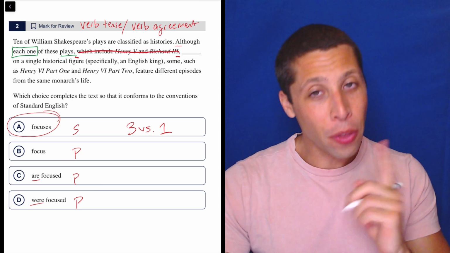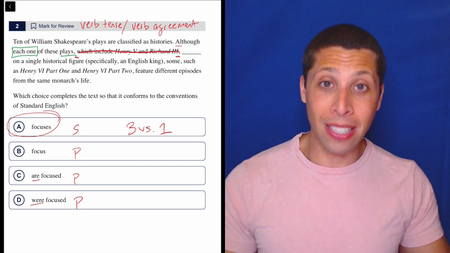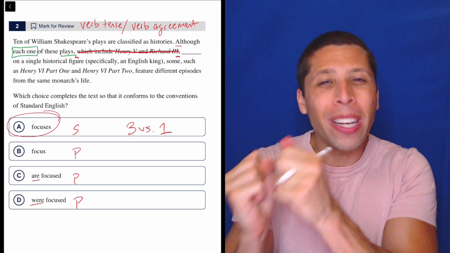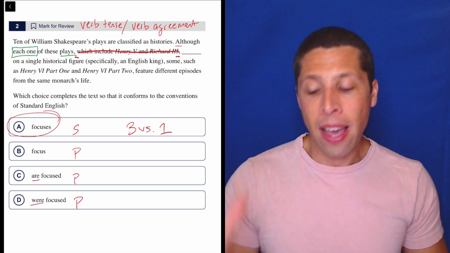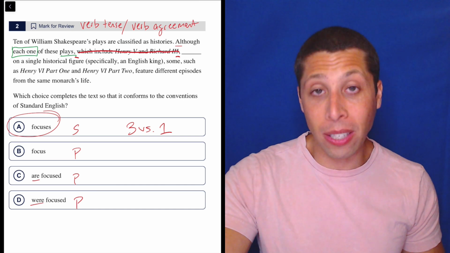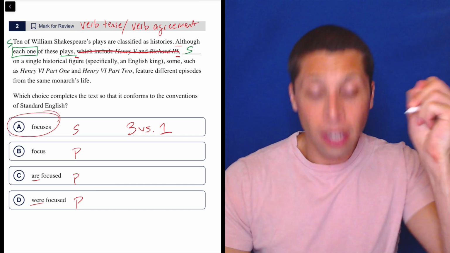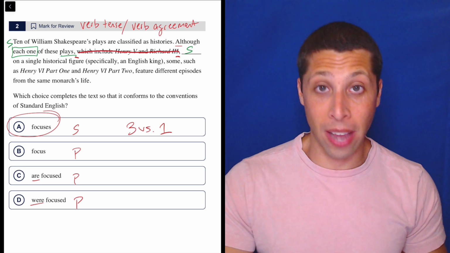It's weird. But if you think about it, it makes sense, right? We're not talking about all the plays together. We're talking about each one of the plays, right? We're talking about each one individually as a single play. That is what we're talking about when we say the word focuses. And so we have a singular noun and a singular verb. That is proof now that choice A is correct.